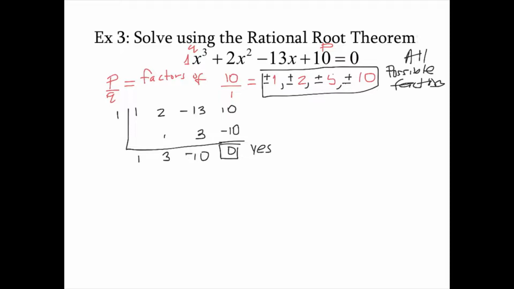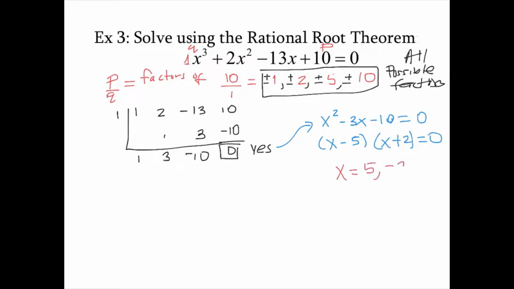So what do I have now? I have x squared minus 3x minus 10 is equal to 0. See, this one can be broken down because this is going to be x minus 5, and what numbers can I multiply to get 10? And x plus 2 is equal to 0. And now, what are my solutions? So my solutions are x is equal to 5 and negative 2.